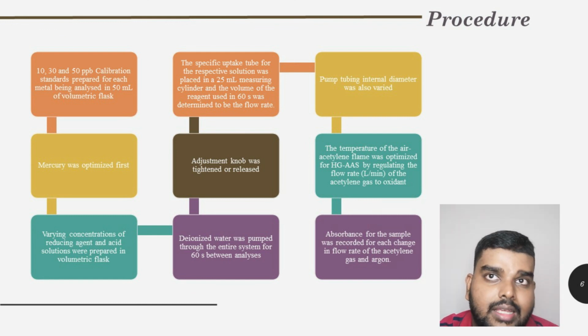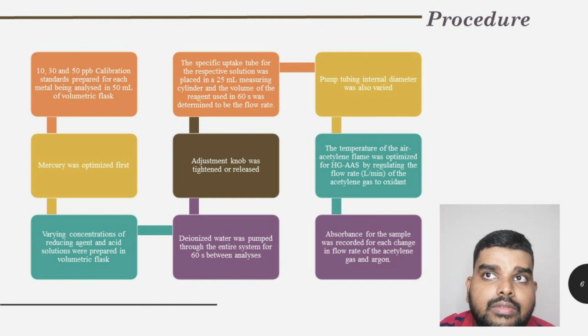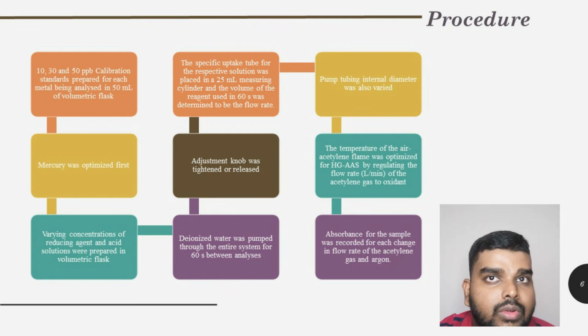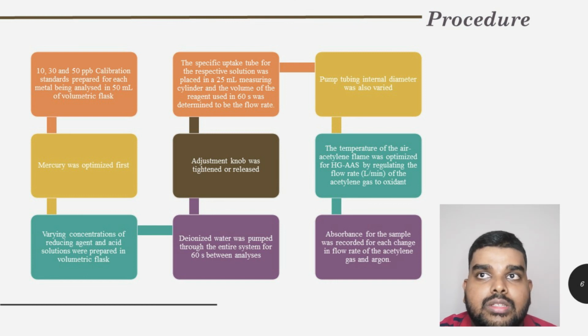Alright, the temperature of the air-acetylene flame was optimized for HGAAS by regulating the flow rate in liters per minute of the acetylene gas to oxidant. The acetylene gas and airflow were adjusted on the gas control interface in the SpectrAA software. Next, the flow rate of the argon used in the VGA77 was adjusted from the flow gauge on the cylinder. Finally, the absorbance of the sample was recorded for each flow rate of the acetylene gas and the argon. The instrument was zeroed after each adjustment was made.